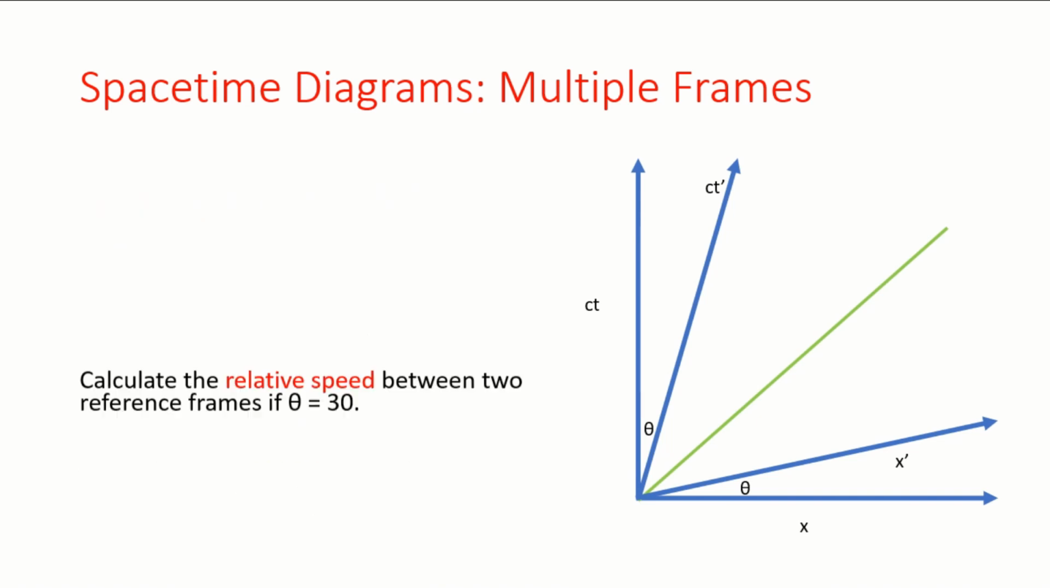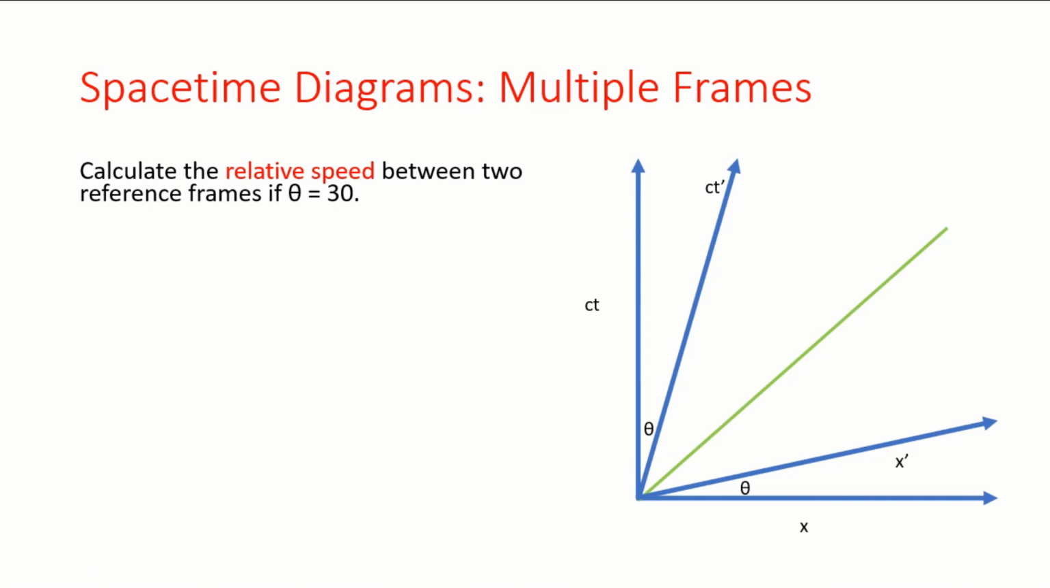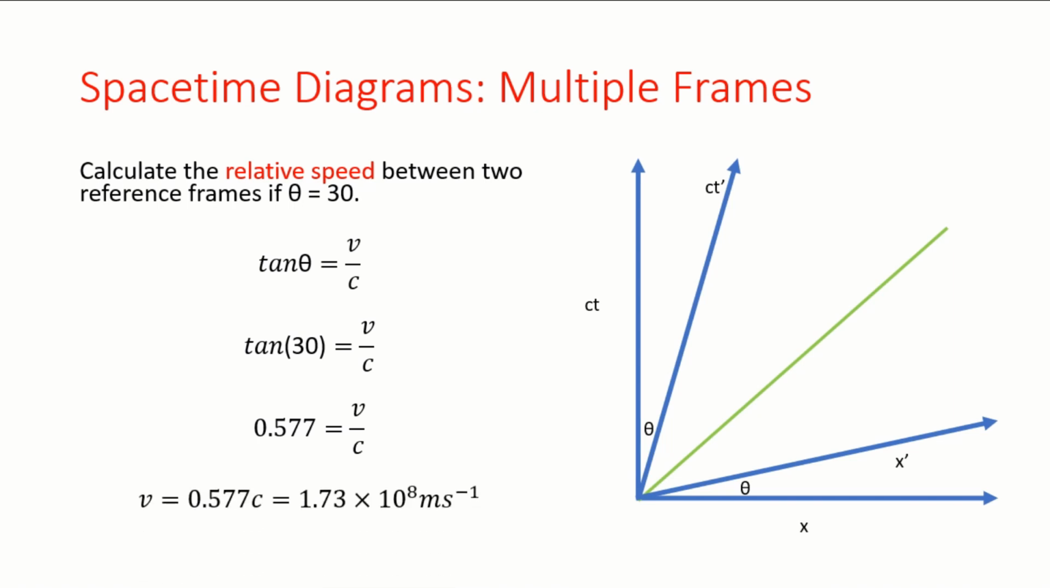Let's try another question. We could calculate the relative speed between two reference frames if theta equals 30. Again, feel free to take your time. Okay, let's go for it. We've got tan of theta is equal to v divided by c. Tan of 30 is v over c, which is 0.577. So we know that v is equal to 0.577 times c, which gives us a rough value of 1.73 times 10 to the 8 meters per second. You could also express this as 0.577 c, which would also be fine.